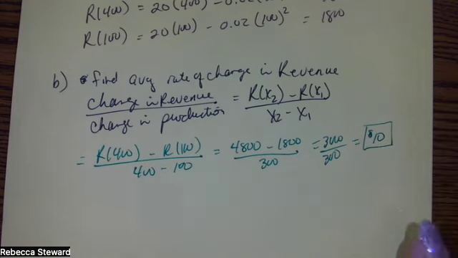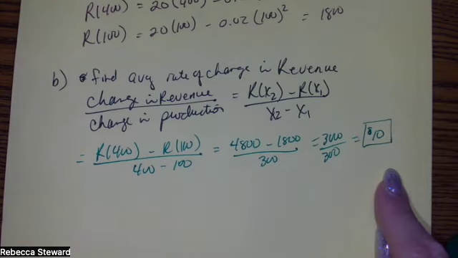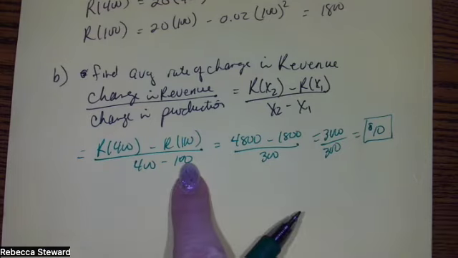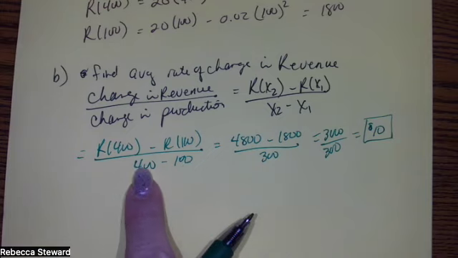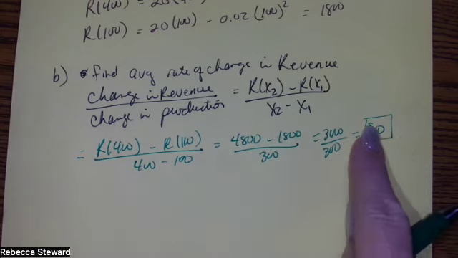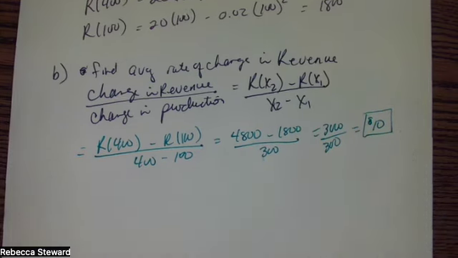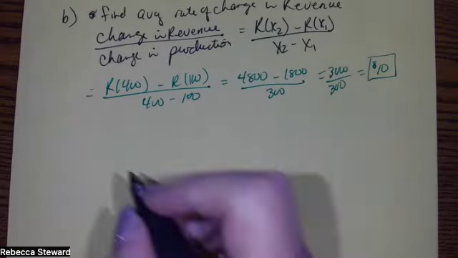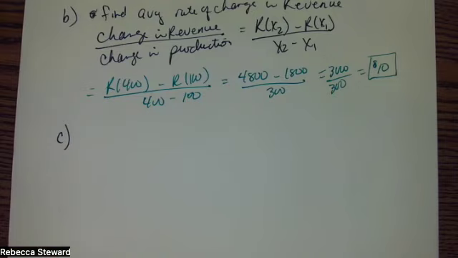So what does that mean? The average rate of change in our revenue is $10 per planter when the production is increased from 100 to 400 planters. So as we increase production, that's what our average rate of change in the revenue is. All right, let's go look at part C.